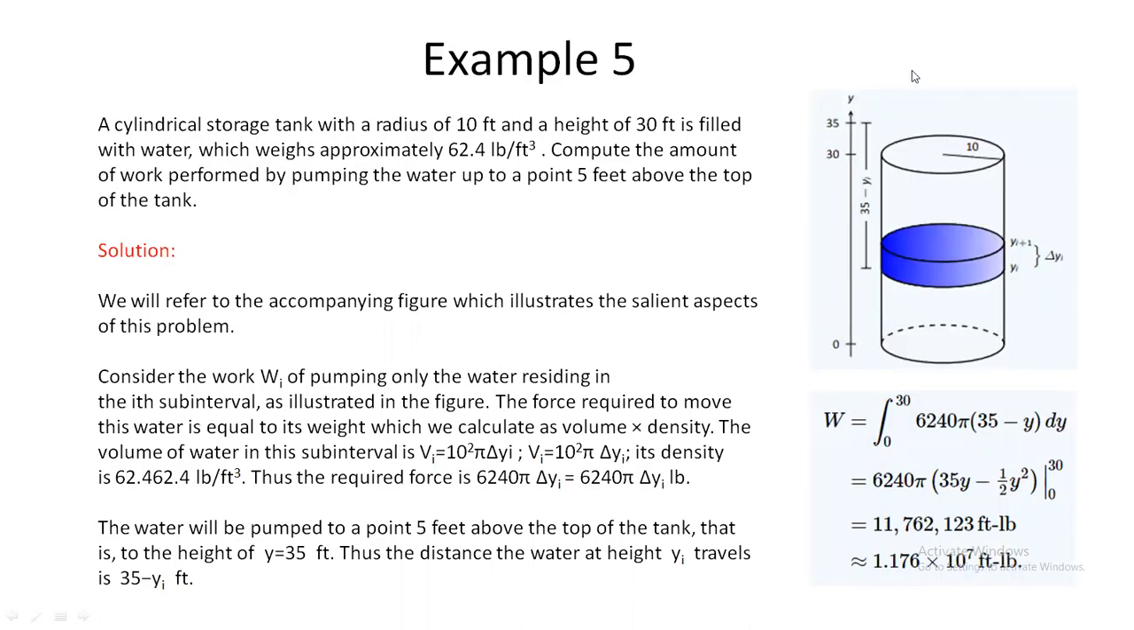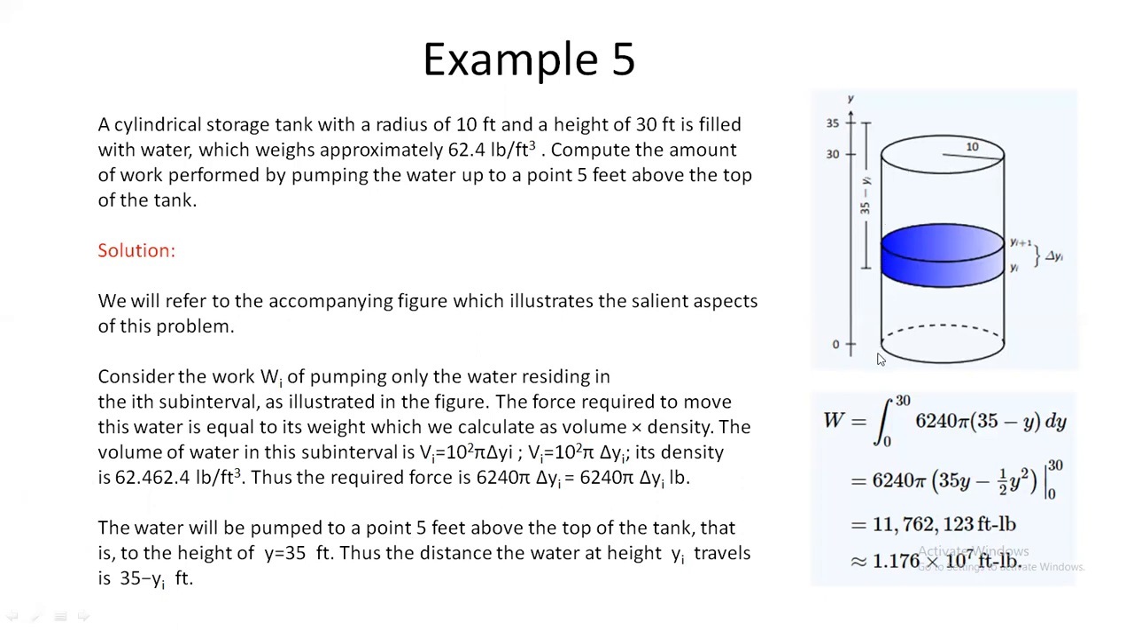Now here in example 5, you could see a cylindrical tank. Okay, this is your cylindrical tank. Let me just use the arrow, since it cannot be seen. So this is our cylindrical tank, a cylindrical storage tank with a radius of 10 feet. So this is the radius of our cylindrical tank, and a height of 30 feet.